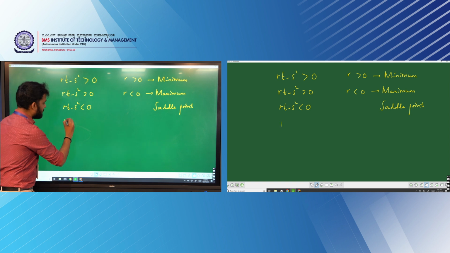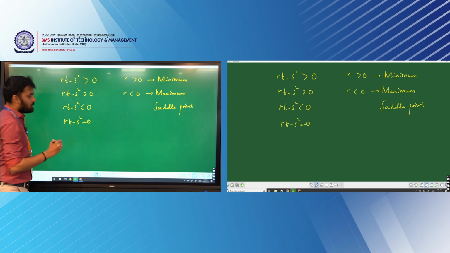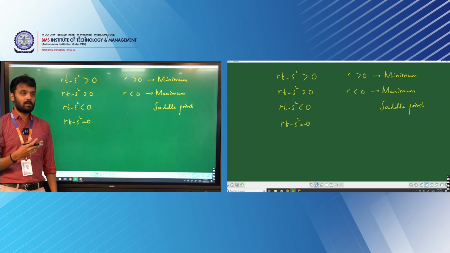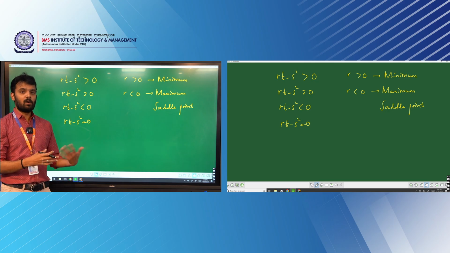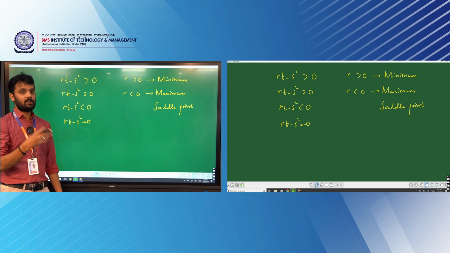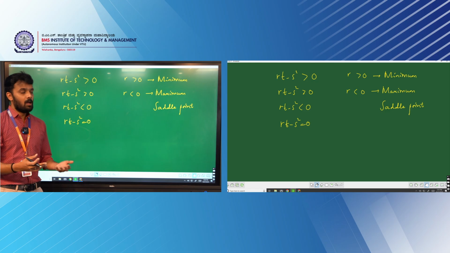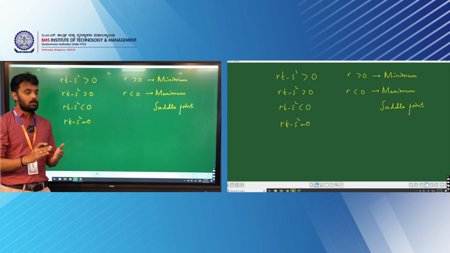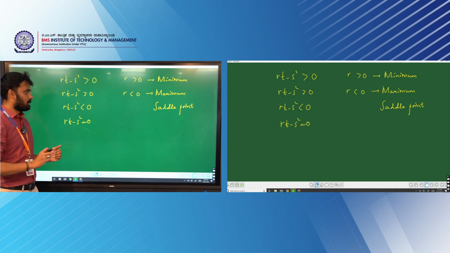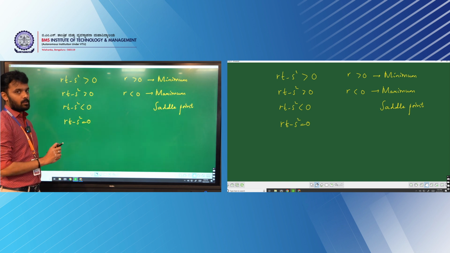So next, the last case is, what if rt minus s square is equal to 0? If rt minus s square is equal to 0, we are not in a position to conclude whether the point is a maximum, minimum or a saddle point. That requires further investigation. We will just say that the case is doubtful and requires further investigation, because we are using only up to second order partial derivatives. For the fourth case, we may need the third order partial derivatives, which we are not going to cover here. So now let us have a very simple example to demonstrate this procedure.